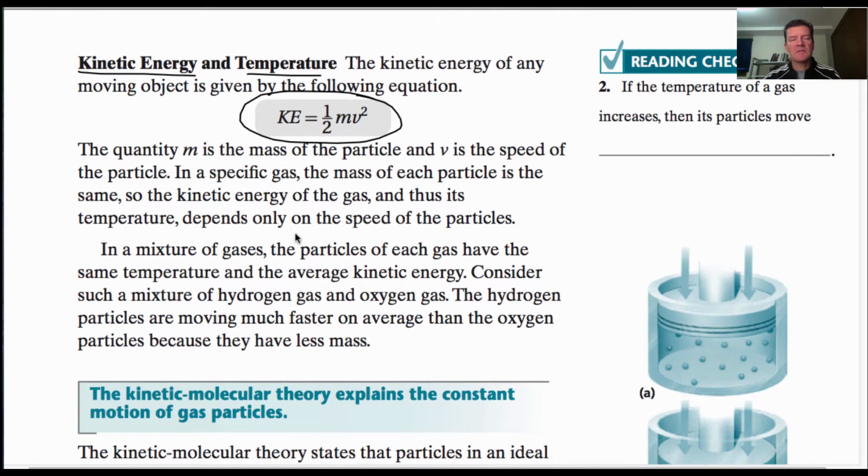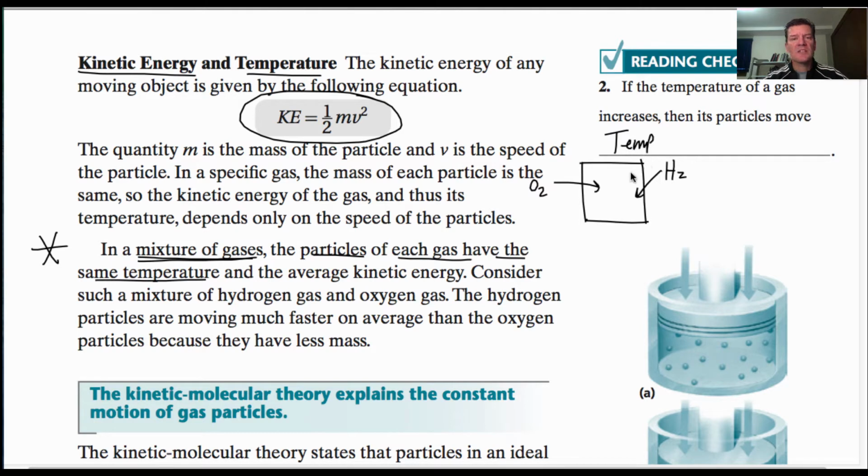Here's a quick thing that you should understand. If you have a mixture of gases, this is very important. I'm going to put a little star next to it. If you have a mixture of gases, the particles of each gas have the same temperature. If I have a closed container, and in that container I have oxygen and hydrogen gas, and the gases in that container have a certain temperature, well, all of the particles in there are at the same temperature.